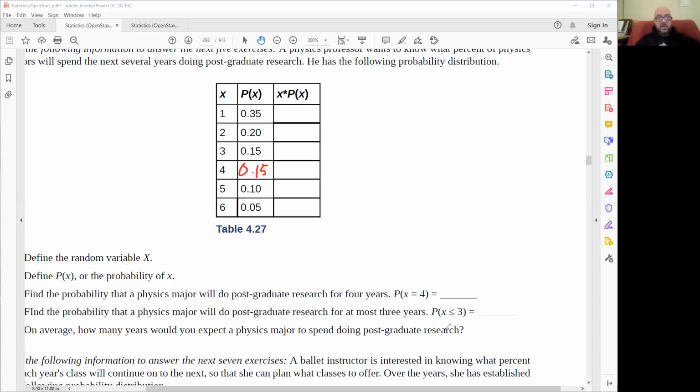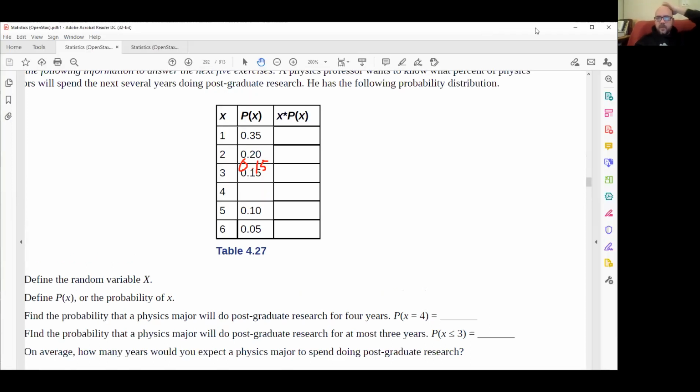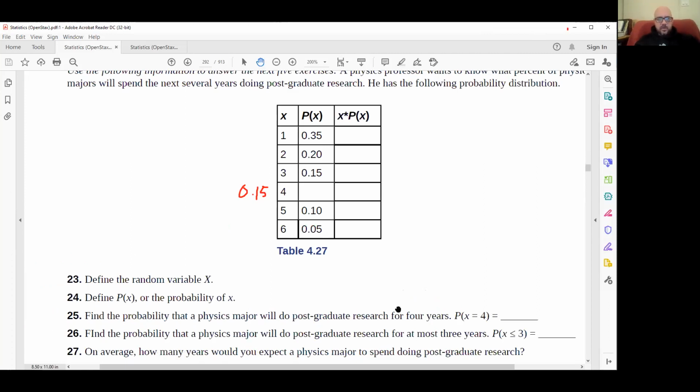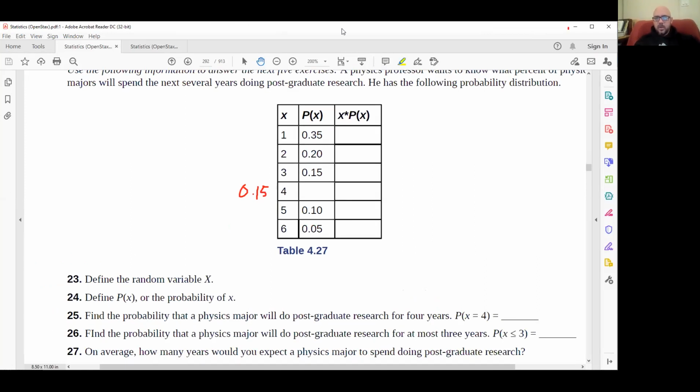So for that, I'm going to break out my calculator. And then we're going to put X into L1, P of X into L2, and then we are going to do one variable stats with a frequency column. So calculator, where is that? I foolishly allowed my PDF to take over my full screen on my computer, which never goes well. All right, so let's switch over to the calculator.